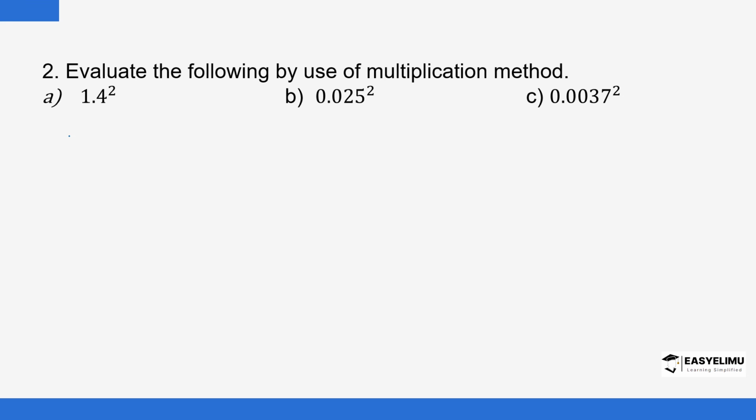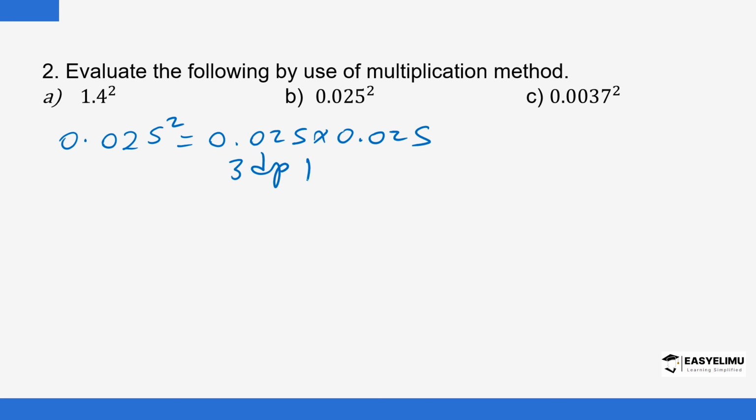Again, you have 0.025 squared. So this is 0.025 times 0.025. So again, how many decimal places do we have in the first number? 3. So 3 decimal places plus 3 decimal places, that is totaling to 6 decimal places. I just multiply 25 by 25 and then I must make sure that my final answer has 6 decimal places. So 25 by 25.